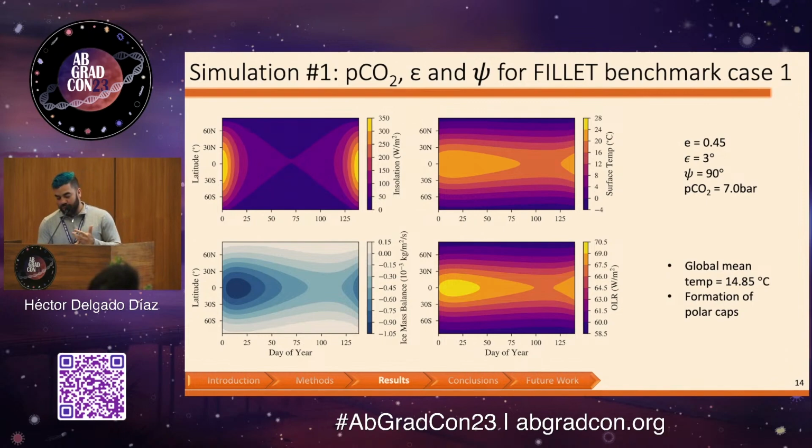Here I'm showing you, in the first panel, the insolation being received per latitude. On the top right panel is the surface temperature and how it varies. On the bottom left is the ice mass balance, meaning that with a clear color, ice is being deposited, and with a dark color, ice is being lost. And on the right, we have the outgoing longwave radiation. What we see is that all of this correlates, so we have a validation that our code is working as it should. That's why we wanted to do this as our first simulation. We're just doing a sanity check for our code.